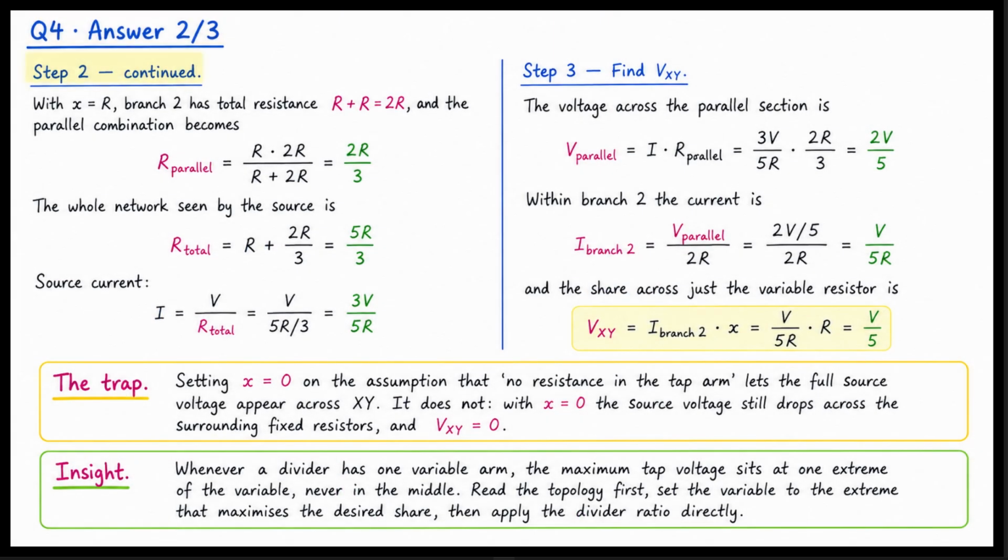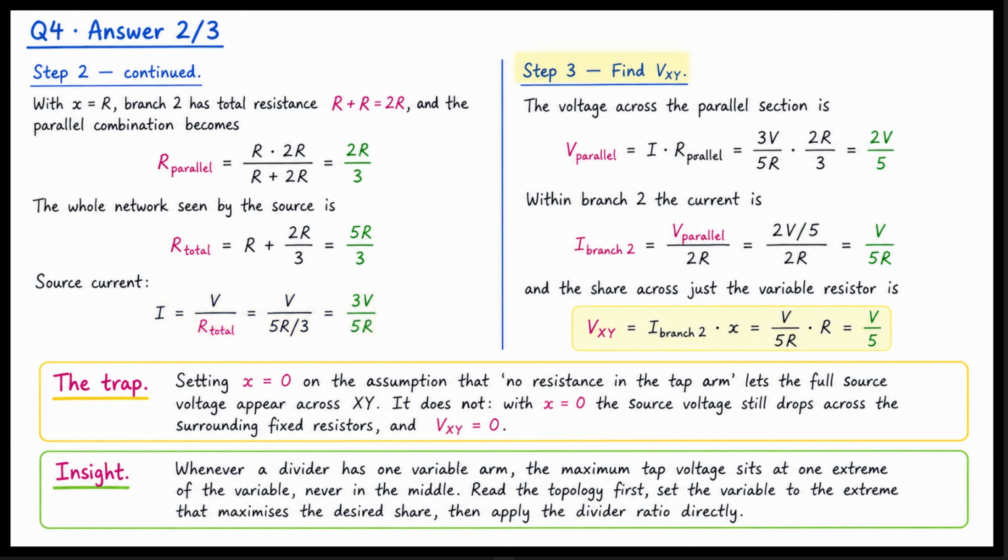Step 2 continued. With X equals R, branch 2 has total resistance 2R. The two branches in parallel are R and 2R, so the parallel equivalent is R times 2R divided by R plus 2R, which is 2R over 3. Add the fixed series resistor R in front. The source sees R plus 2R over 3, which is 5R over 3. Source current I equals V divided by 5R/3, equals 3V divided by 5R.